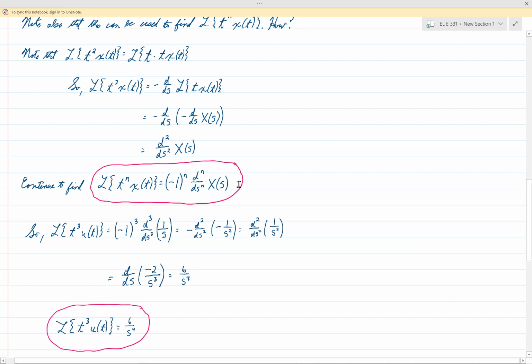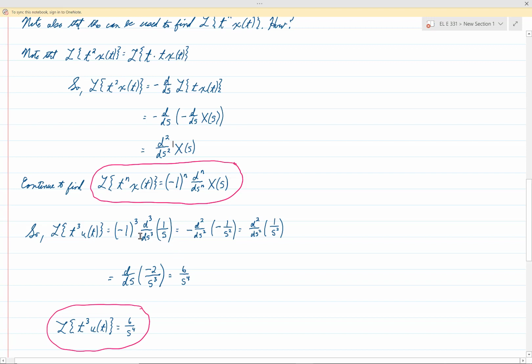So let's see then how that would allow us to find the Laplace transform of t cubed u of t. Well, we can see that that exactly fits this formula if n is equal to 3. So we say that that's negative 1 to the third power times the third derivative with respect to s of the Laplace transform of x, and what's playing the role of x here is the u function, the unit step, and we learned already that the Laplace transform of the unit step is 1 over s. So that's why I have 1 over s here.